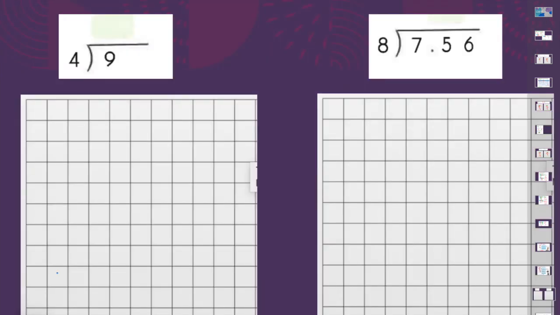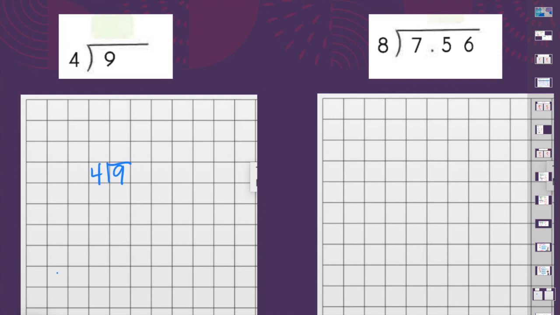Okay, your turn to try. I would like for you to do 9 divided by 4 and 7.56 divided by 8. Be mindful about regrouping. Be mindful about where you're placing the decimal point. Check back here to see if your thinking matches.